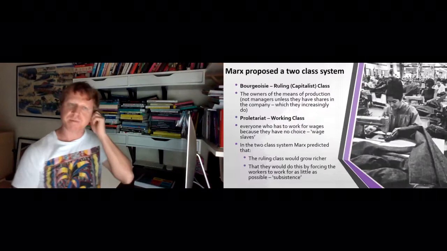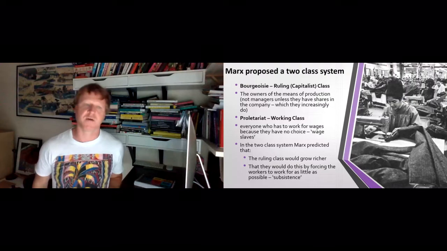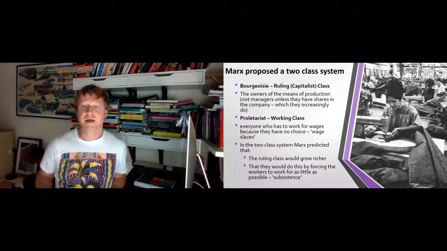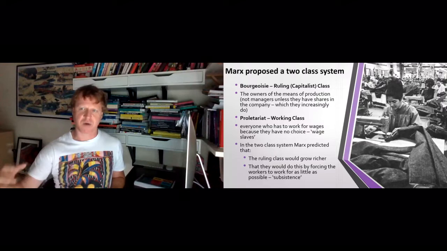So, as I said, Marx proposed a two-class system. He did have some other subtle variations going on in it as well, but mostly around the bourgeoisie and the proletariat, the ruling class and the working class. Bourgeoisie own the means of production. And to be clear, they're not the managers. CEOs, in a sense, managers of companies aren't really the ruling class in Marx's conception unless they actually own the properties and stuff themselves.